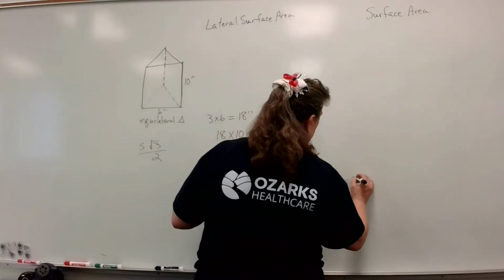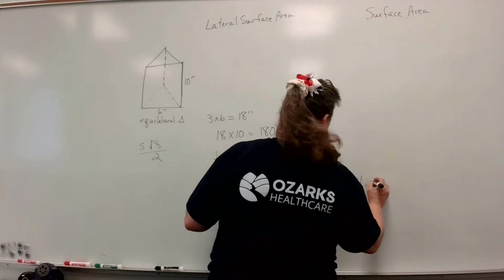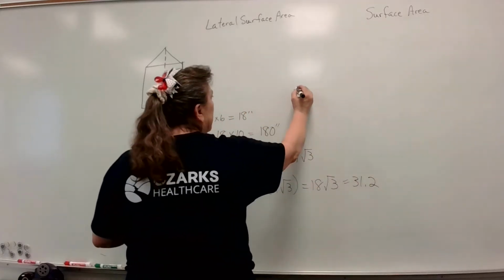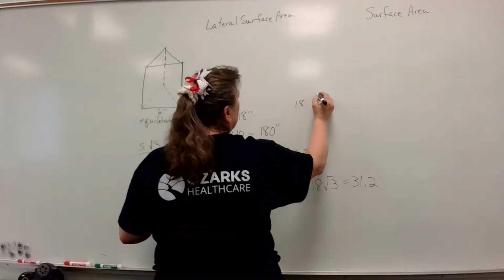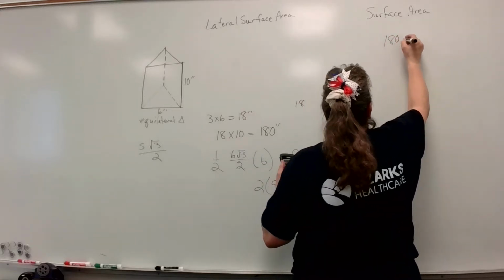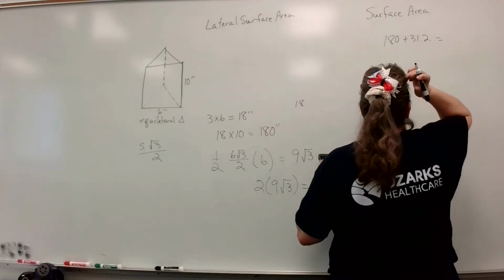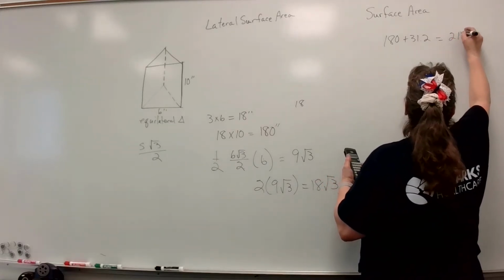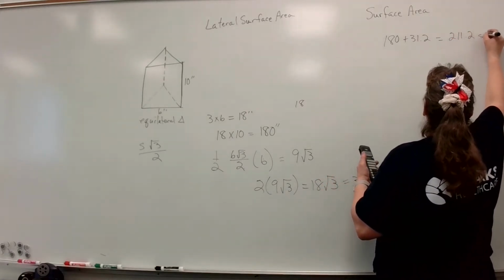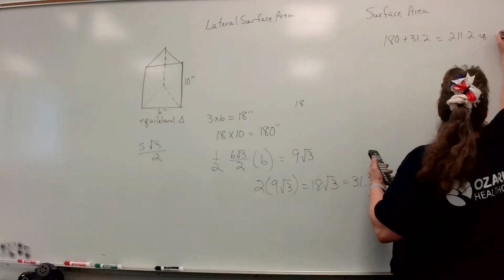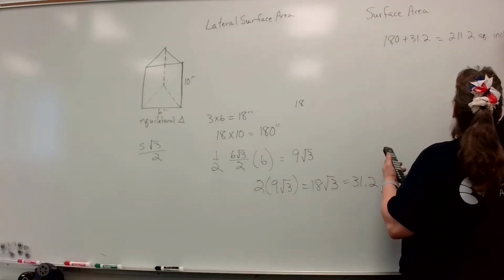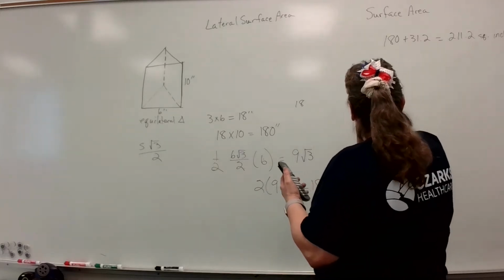Is equal to 31.2. So 180 plus 31.2 is equal to 211.2 square inches. Okay?